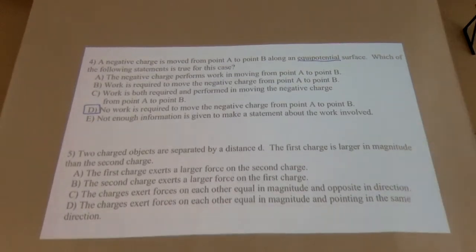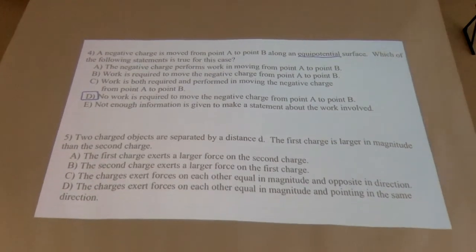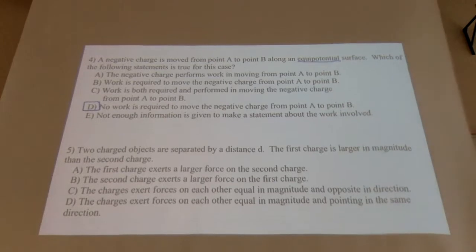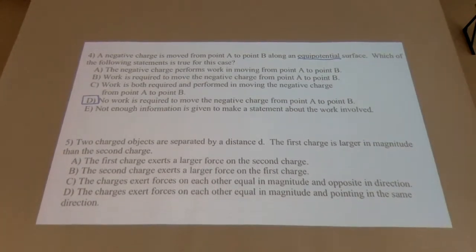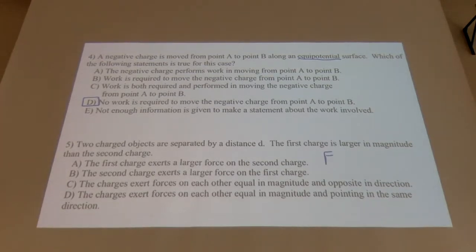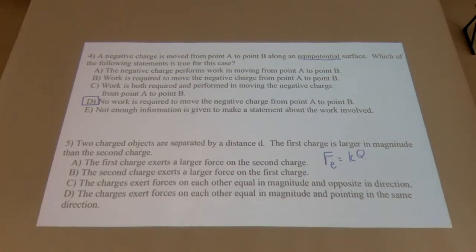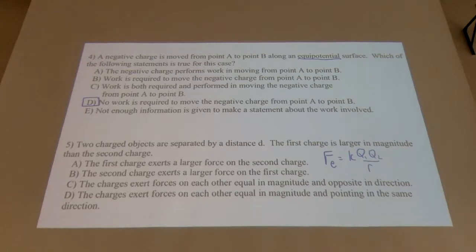Number 5, two charged objects separated by a distance d. The first charge is larger in magnitude than the second charge. You might remember that the electric force is given by this, K Q1 Q2 over R squared.